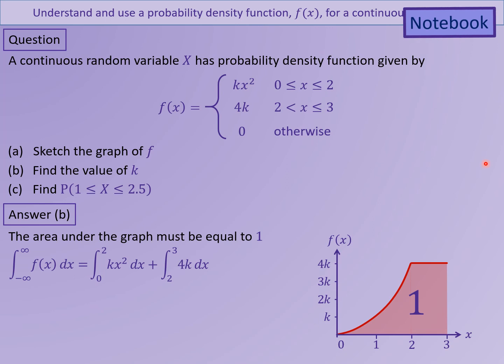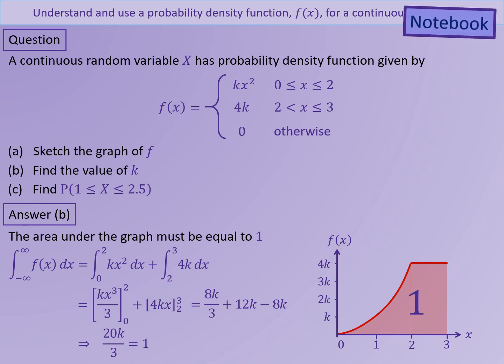So integrating this, we know that the function from x is 0 to x is 2 is kx squared, so we'll integrate that. We then know that the function from x is 2 to 3 is 4k, so we'll integrate that. Integrating these and putting in the limits gives us this function here, 8k over 3 plus 12k minus 8k. This simplifies down to 20k over 3, and we know that this has to equal 1 because it's a probability density function. We can then rearrange this to find the value of k. This brings us to k equals 3 over 20, so we can now replace this in the f of x.